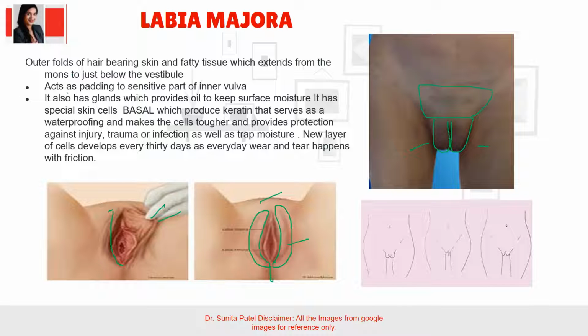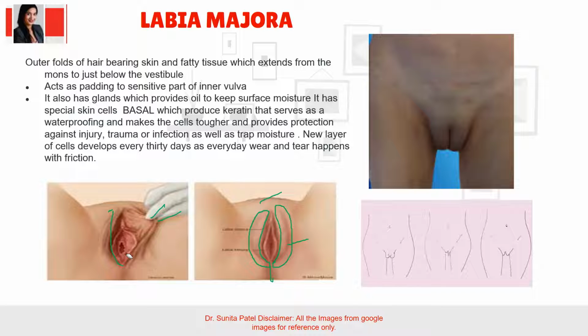It acts as padding for the sensitive part of the inner vulva. I always assume that this is a door, an outside door. So if you see the female standing in front of you like this, you cannot see anything inside. Everything is closed. Her inner sensitive parts, the clitoris, vestibule, labia minora, and urethral opening, everything is secure inside.